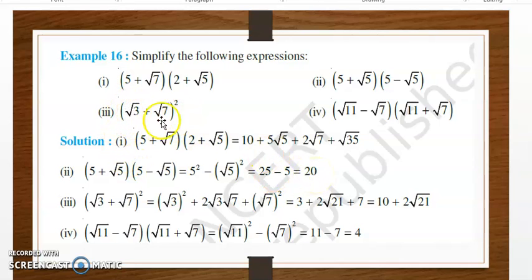Next example is root 3 plus root 7 the whole square. Here we are using the identity a plus b the whole square. I think you can solve that. And here also we are using the identity a square minus b square. I would like you to try these two on your own, and this is actually quite simple. We just have to substitute the values of a and b. Here a is root 11, b is root 7. So here it is a minus b into a plus b. Both a plus b into a minus b and a minus b into a plus b give us the same answer, a square minus b square.